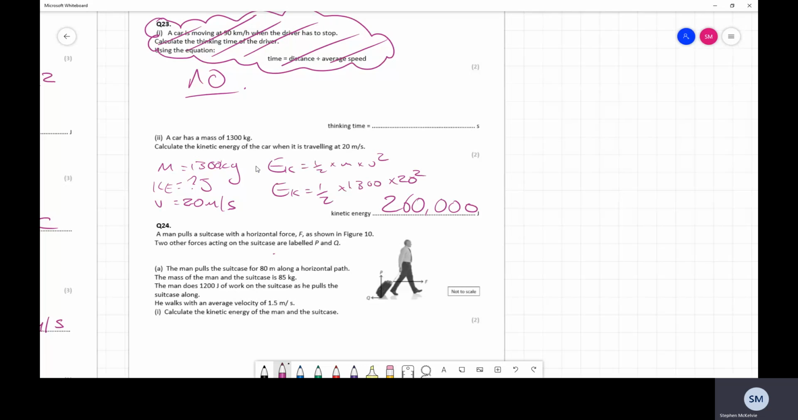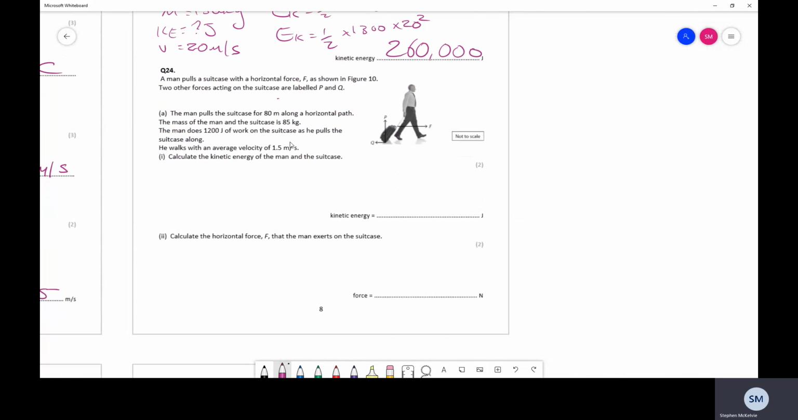Next one then, a man pulls a suitcase with a horizontal force F as shown in figure 10. There it is. Two of the forces acting on the suitcase are labeled P and Q. The man pulls the suitcase for 80 meters along a horizontal path. Distance equals 80 meters. The mass of the man and the suitcase is 85 kilograms. The man does 1,200 joules of work on the suitcase as he pulls the suitcase along. He walks with an average velocity of 1.5 meters per second.